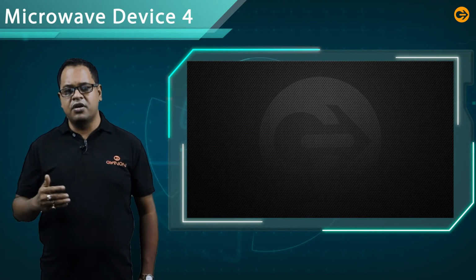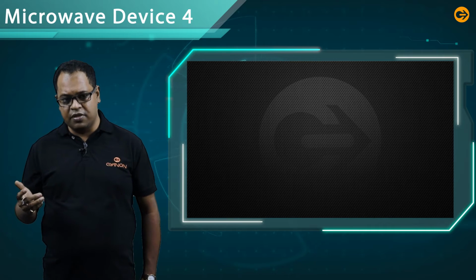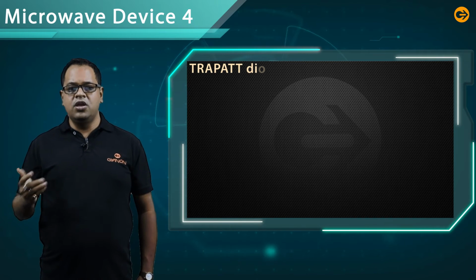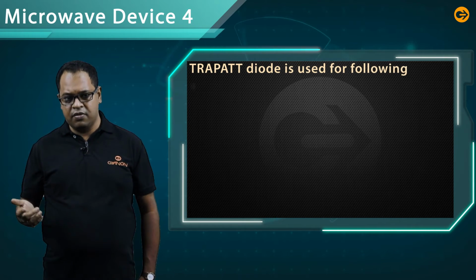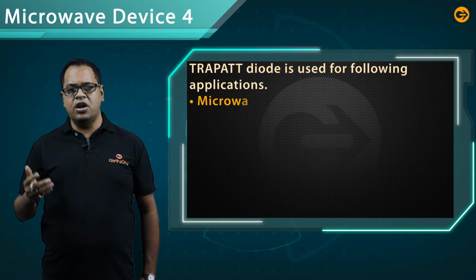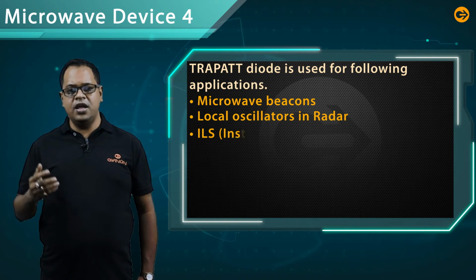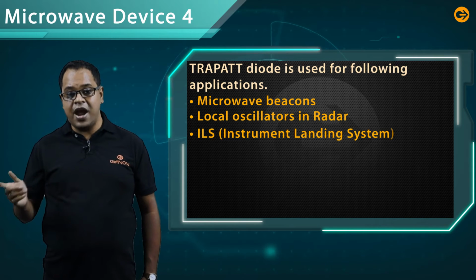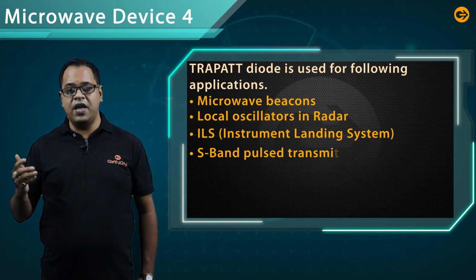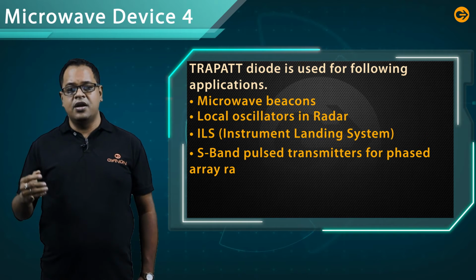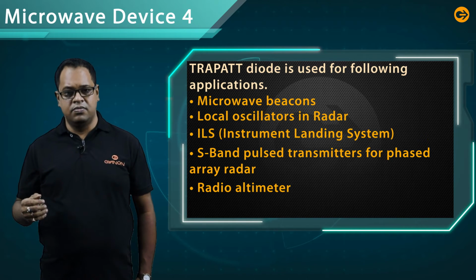Now let us discuss trapped diode applications. Trapped diode can be used in microwave beacons, local oscillator in radar, ILS, that is instrument landing system, S-band pulse transmitter for phased array radar, and radio altimeter.